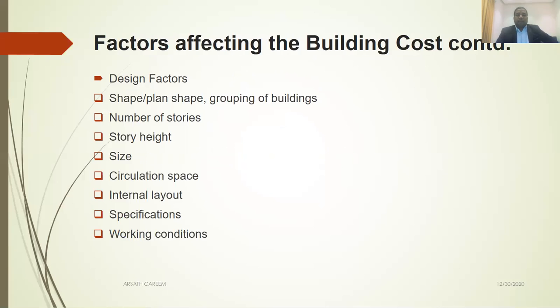Factors affecting the building cost. Design factors, for example, shape, plan, and grouping of buildings. Definitely, the shape of the building is the main element in deciding the cost. Let's see how it affects.